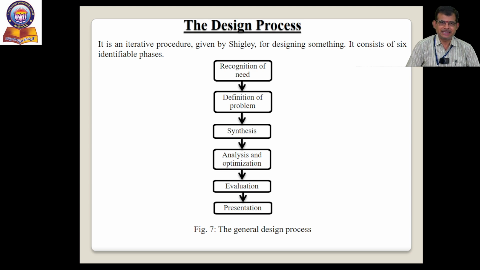Number 1, recognition of need. So what is this recognition of need? When a new design is required, when the existing things are not giving you comfort, you are not satisfied with the existing components or existing system. For example, if you take a two-wheeler or a refrigerator or some other thing. For a two-wheeler, what is the immediate requirement for us? Good mileage with low cost.